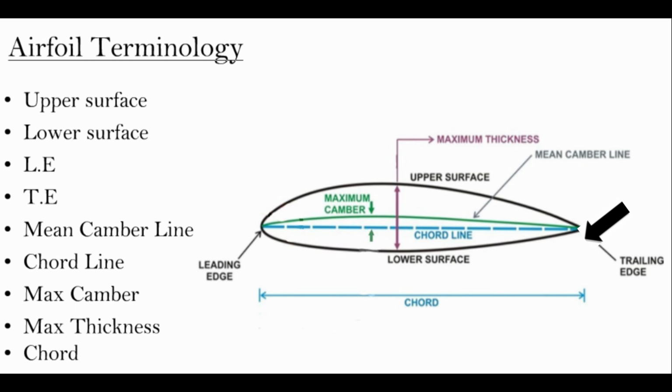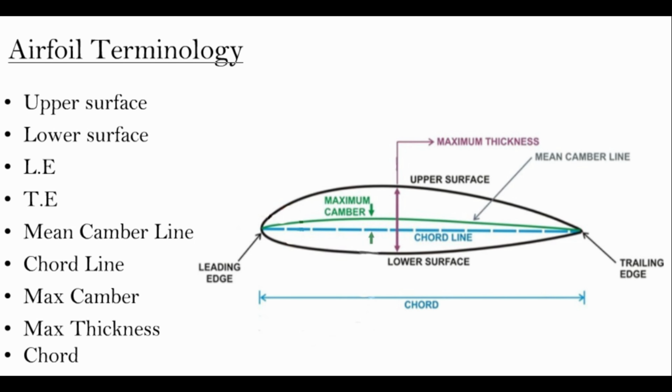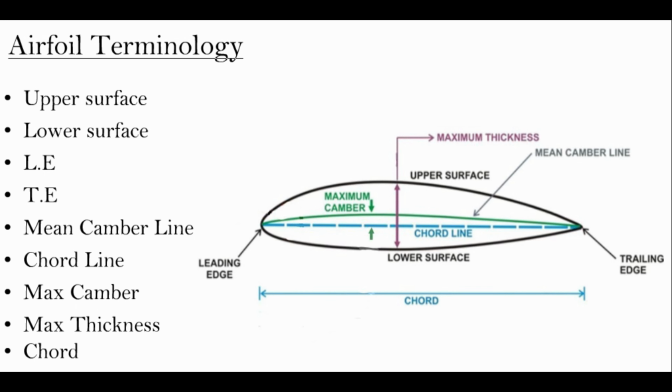The next is the mean camber line. It is a line which divides the airfoil into two equal half sections, and it also connects the leading edge and trailing edge. The chord line is a straight line which also connects the leading edge and trailing edge.